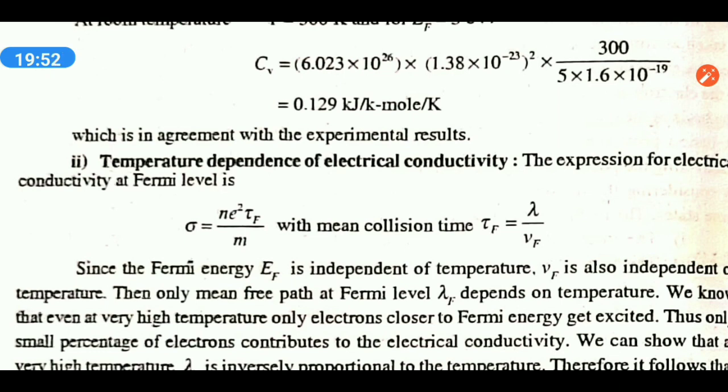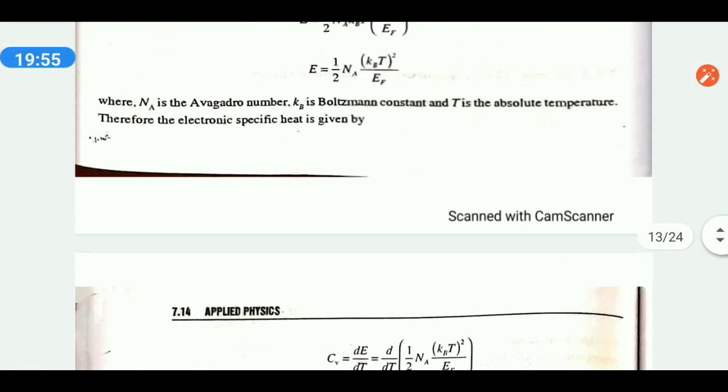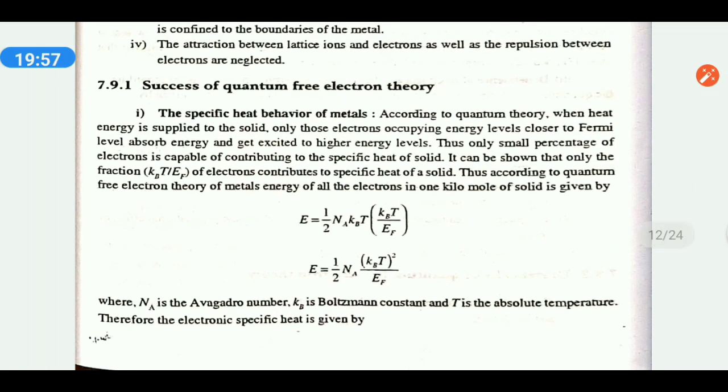Finally, we can conclude by saying it has overcome the drawbacks of the classical free electron theory. The classical free electron theory failed in a few areas, and in quantum free electron theory, Sommerfeld was successful in explaining them. From this video, I hope you could understand a bit of these theories of free electrons, and you can also differentiate between these two theories.